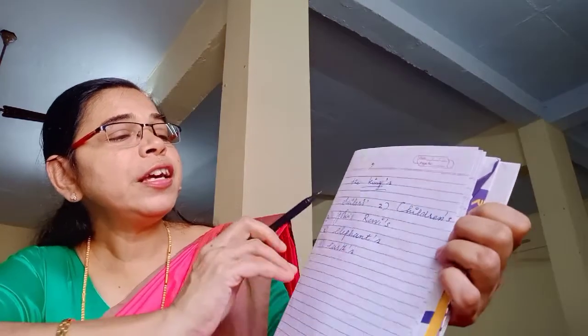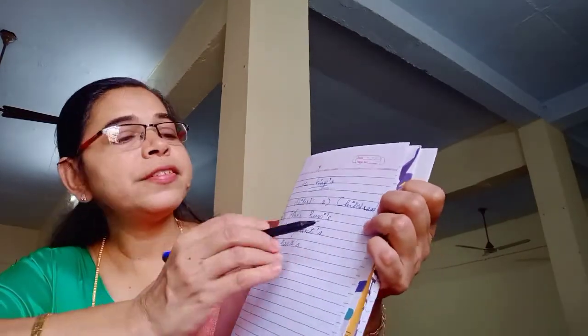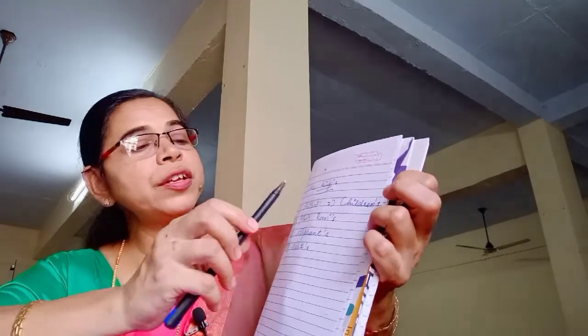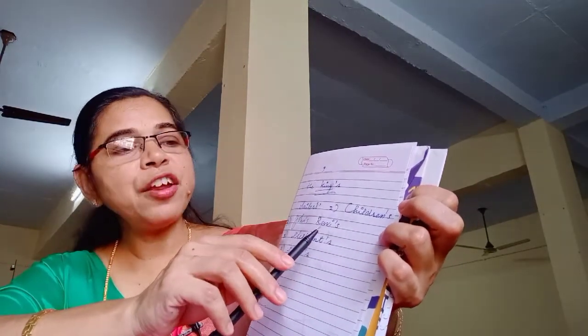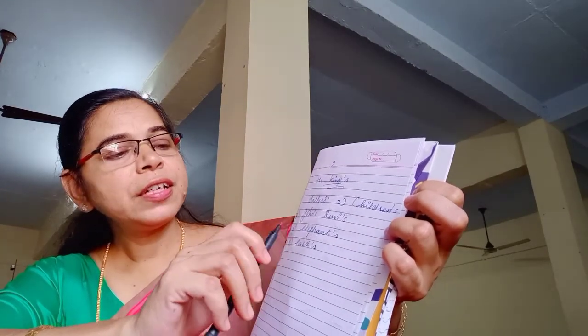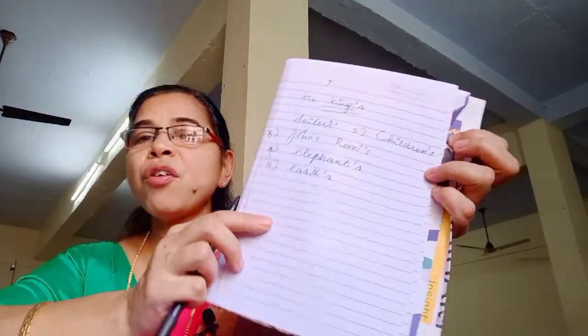You see, sailors'. After the word, place the apostrophe. Then children's. Then John's and Ravi's. You can see the words here. Then elephant's, then earth's. I have written here, you can just have a look at it. Then the rest of the exercise, do it yourself. I will be giving you the PDF.